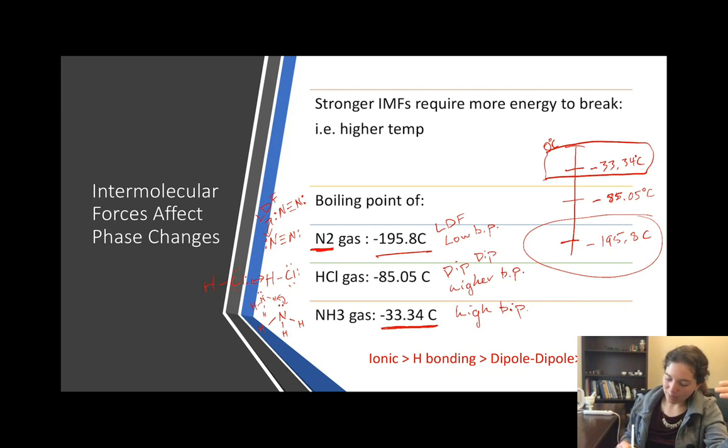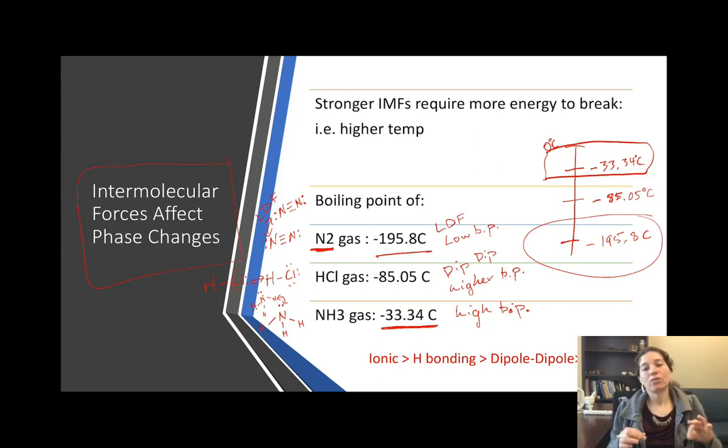So this is a high boiling point in comparison to the other two, but not necessarily if you consider all of the other substances that we could be looking at. Okay. So our intermolecular forces affect when certain substances undergo phase changes. They dictate it, they control it. And so we're going to learn these different trends and how to predict them.